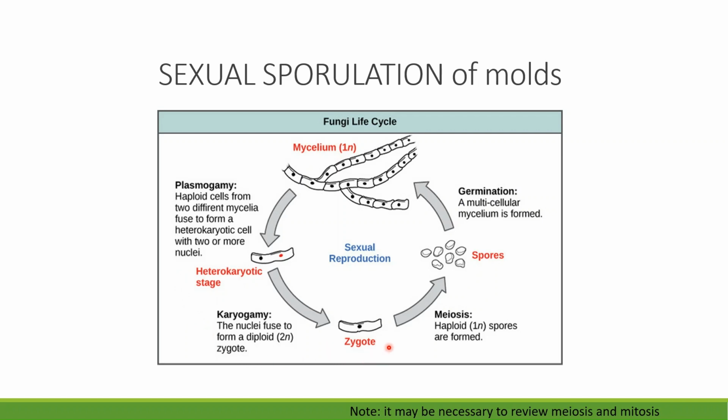And now we have our zygote, which is 2N. It's diploid because the mother's chromosomes and the father's chromosomes, so to speak, came together. So now within this little black dot is a copy from each parent. And now they go through meiosis, and this results in a haploid spore being formed. And those haploid spores can germinate and become the mycelium once again.